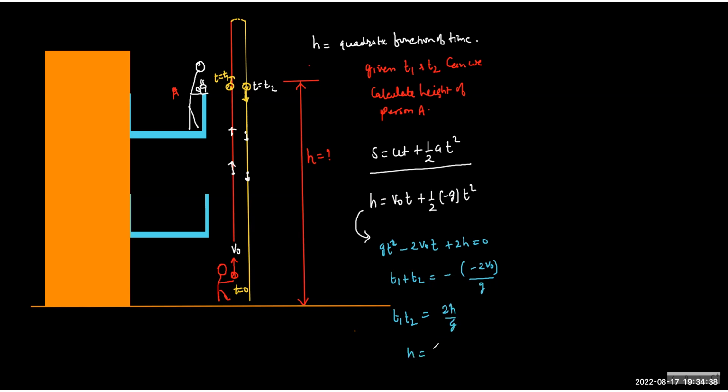The h is actually g by 2 t1 t2, right? Oh, so the moment you know the roots, you know the height of your friend. And not only that, you exactly know with what speed the ball was thrown. So with what speed you threw the ball? G by 2.